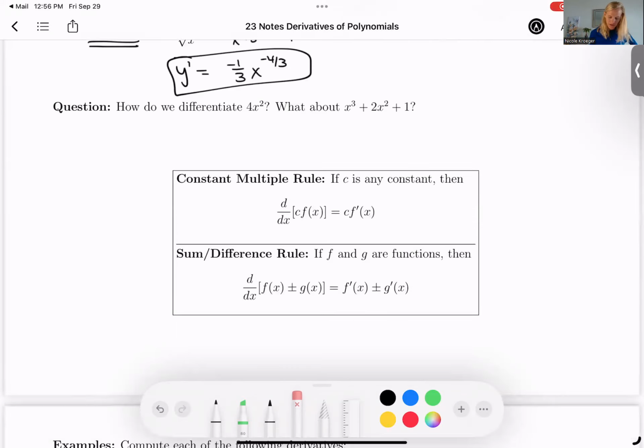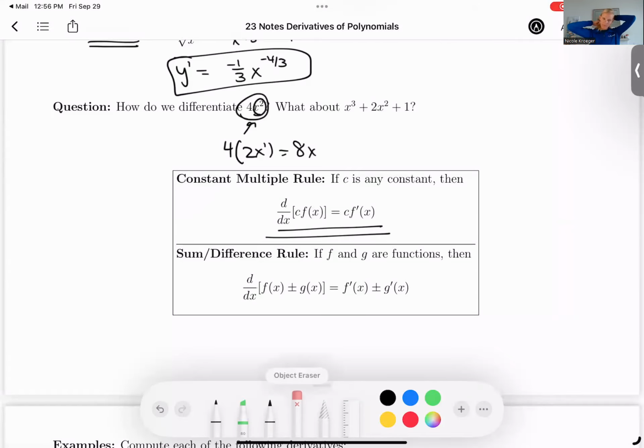So with 4x squared, what we're going to do is we're going to say, okay, well, the 4 is just a constant. It's just going to hang out front. So the 4 doesn't change. And we're going to take the derivative of x squared, which is 2x to the first. So we're just going to get 8x for that. That's what this rule here is telling us. This is the constant multiple rule. If I have a constant times a function, I just pull the constant out and deal with the function itself.